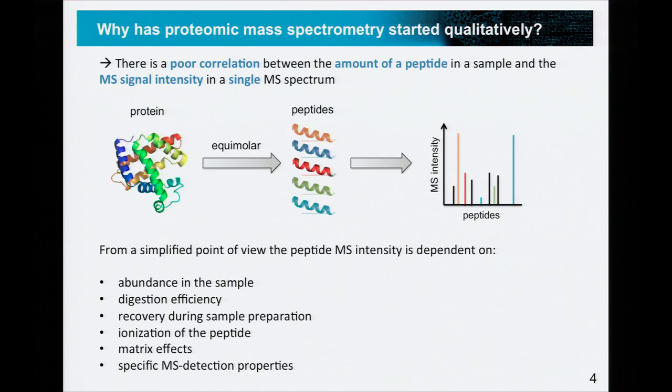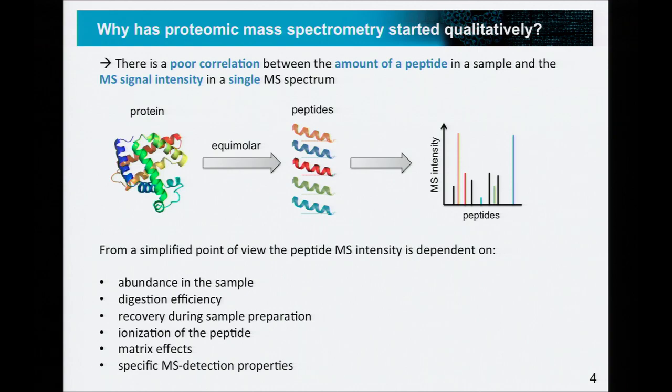How well do we recover certain peptides during sample preparation? For example, very hydrophobic peptides can attach to surfaces, and you lose more of those during your sample prep than of others. Ionization efficiency of peptides: some peptides just ionize better, and then you see more of those in your MS analysis. Matrix effects: depending on the background in which you are measuring your peptide, certain matrices enhance ionization and others suppress ionization. So you will get different intensities for the same peptides in different backgrounds.